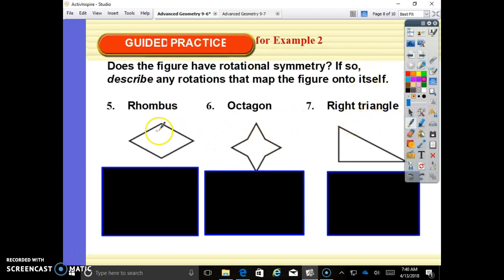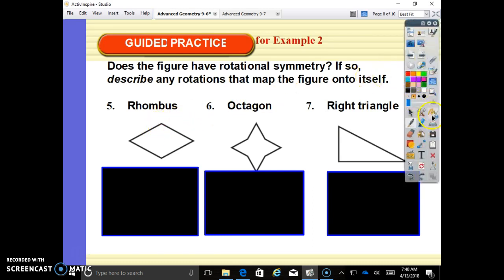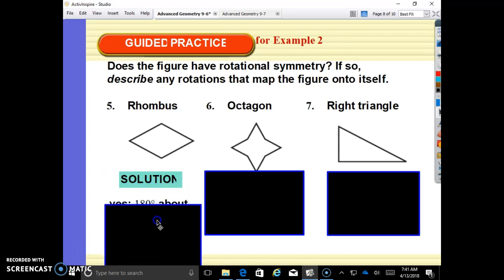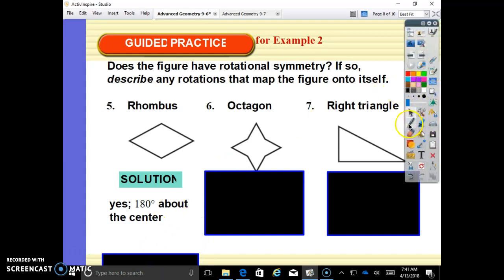Rhombus. What do you guys think? Yes? Well, how many degrees? So you think it's 180 degrees? Anyone else? Someone thinks it's 90 degrees? It is only 180. Think about it. It's just like before.